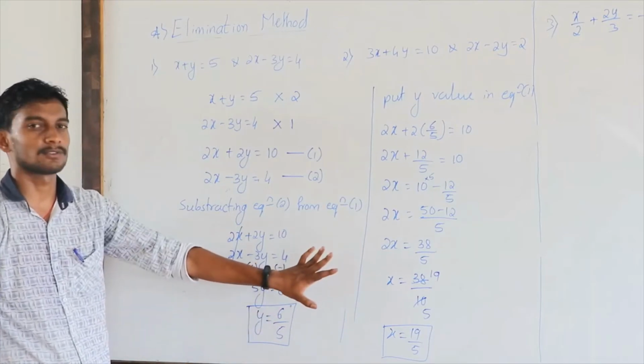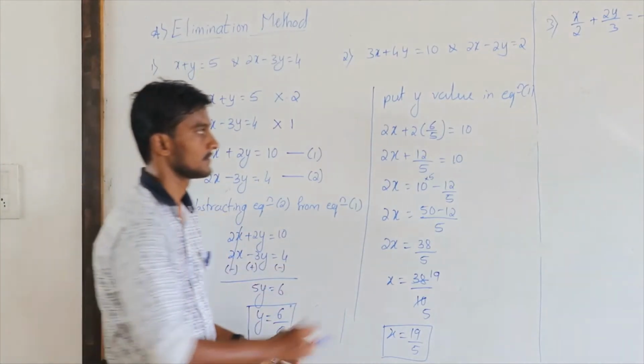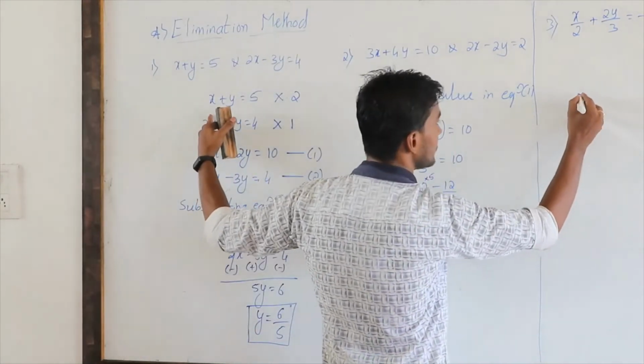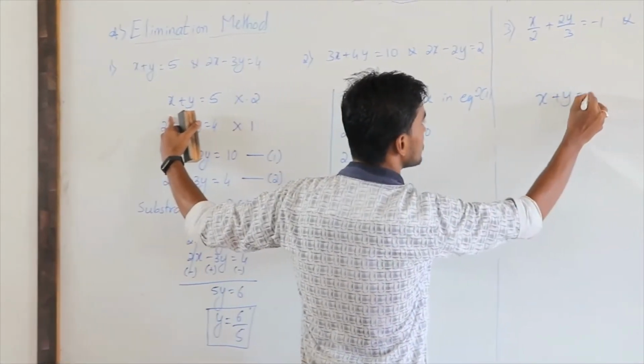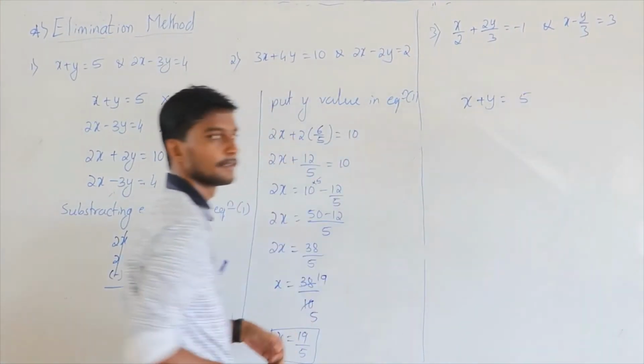So this much you have to solve. Only a simple problem. So we can verify this. Let us verify by substituting into any one of the equations. x plus y is equal to 5, they have given. Sorry, not 15, it is 5. So verify.